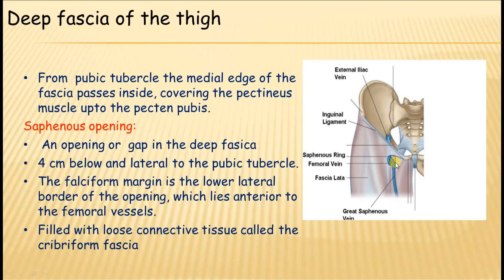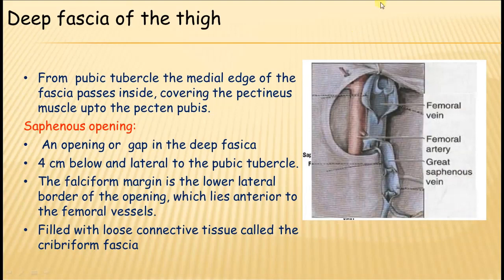The structures piercing the cribriform fascia will be the branches from the femoral artery, and the superficial veins, the great saphenous vein. Of the same name, these arteries will be the superficial external pudendal artery, superficial epigastric artery, and superficial circumflex artery. So these 3 they pierce. Then it is pierced by the lymphatics and it is also pierced by the cutaneous nerves. Then what about these 3 veins, the corresponding veins, superficial circumflex iliac, superficial external pudendal and superficial epigastric veins. Some books tell it passes through the cribriform fascia, but some authors don't agree. They tell it does not pierce the cribriform fascia.